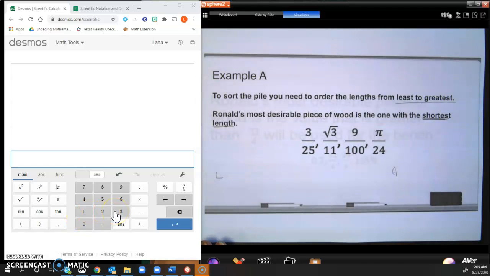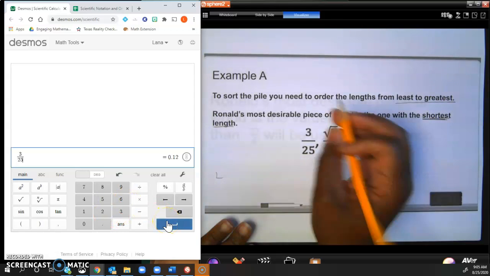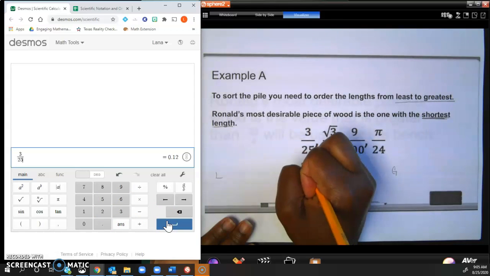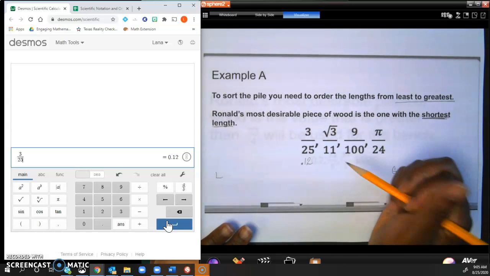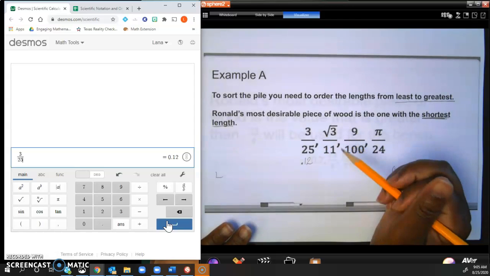So I know if it is larger or smaller. I want them all in the same form. So first I'm going to do 3 divided by 25. And I get 0.12. So I'm going to write the decimal form up under each number.